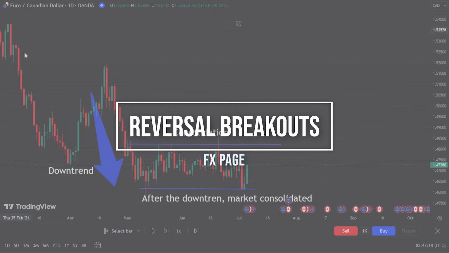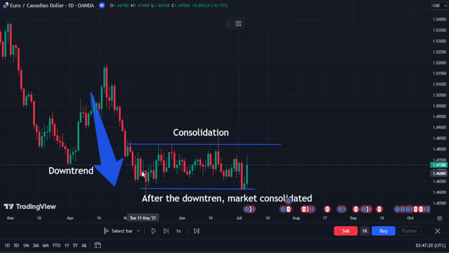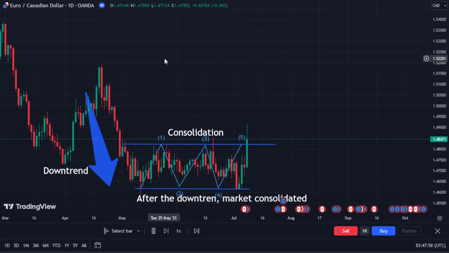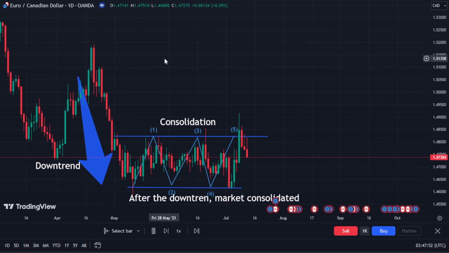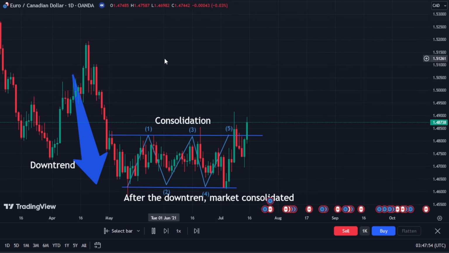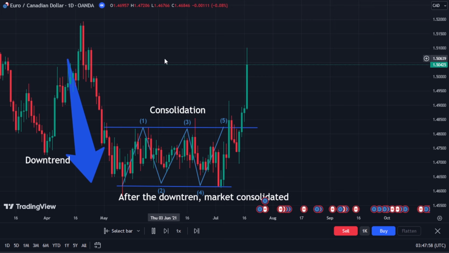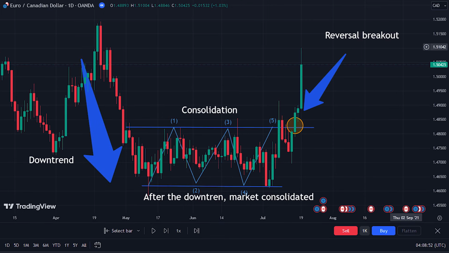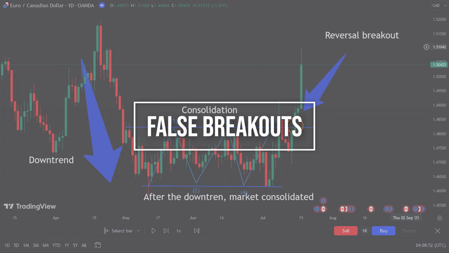Reversal breakouts start off the same way as continuation breakouts, in that after a long trend, there tends to be a pause or consolidation. The only difference is that after this consolidation, forex traders decide that the trend is exhausted and push the price in the opposite or reverse direction. As a result, you have what is called a reversal breakout.